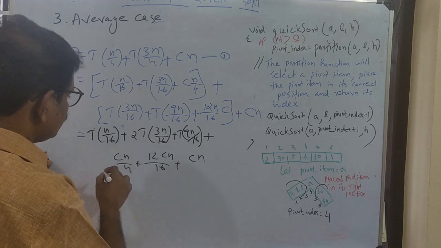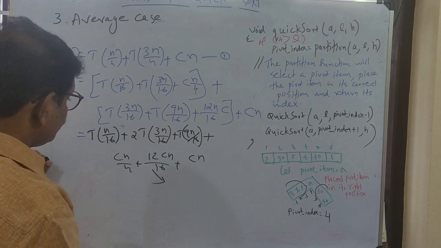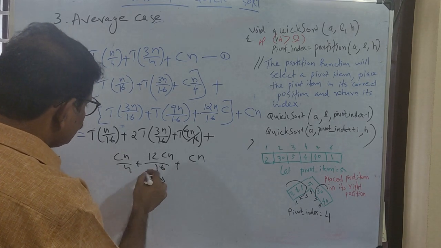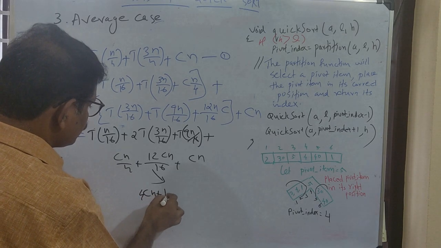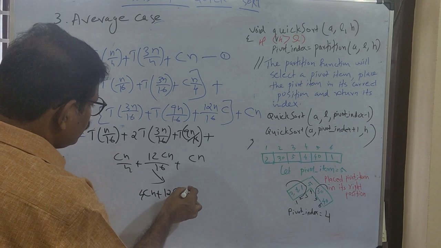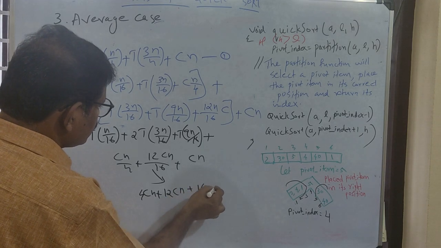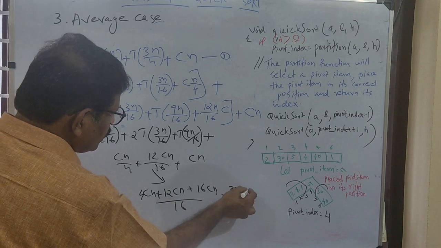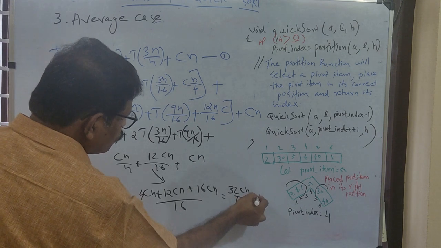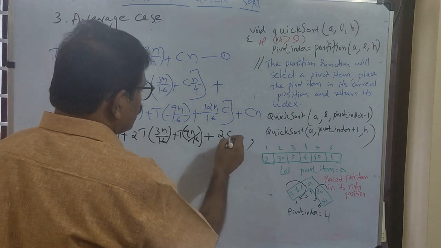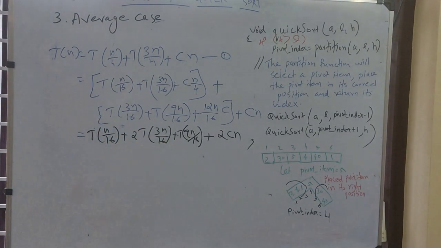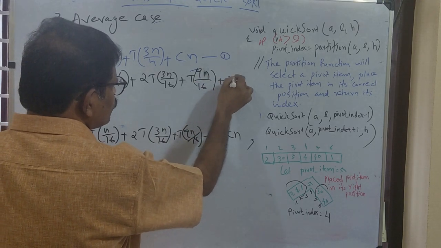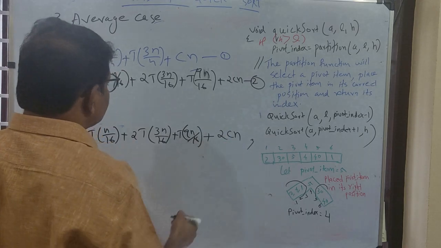Let us concentrate on this term. 16 is the LCM, so 4Cn plus 12Cn plus 16Cn divided by 16 gives 32Cn/16, which is equal to 2Cn. So T(n) equals T(n/16) plus the other terms plus 2Cn. This will be our second equation.